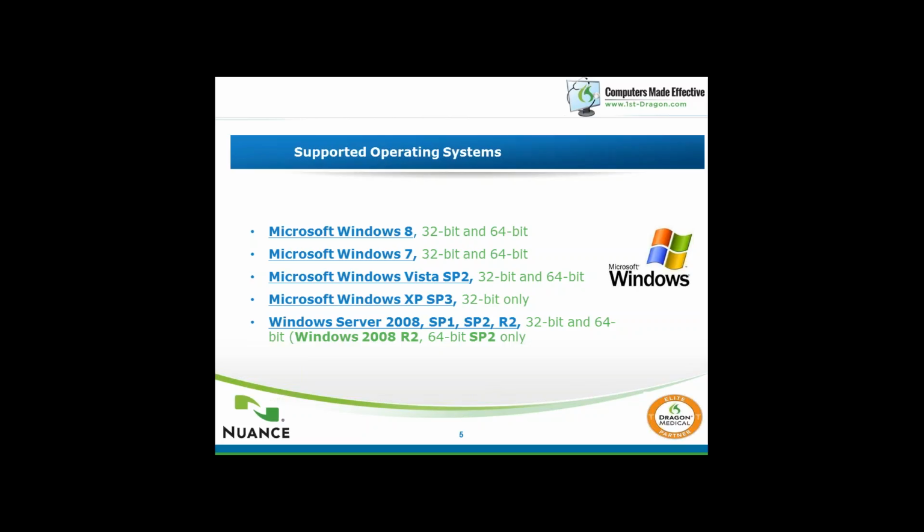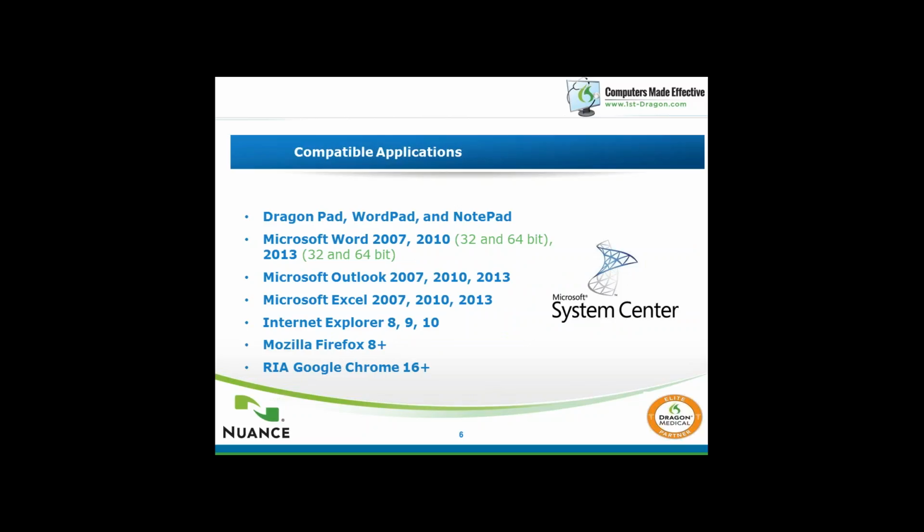All right. So for operating systems, we'll go ahead to the compatible applications. So with Dragon, I like to say that if you can type there's a really good chance that you can dictate there with Dragon. You can kind of think of it that way. Anywhere that you can type on your machine, you have a blinking cursor, you should be able to get in there and dictate.